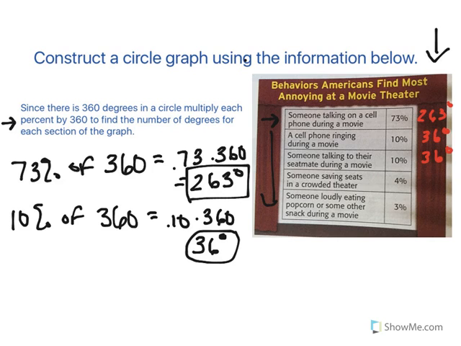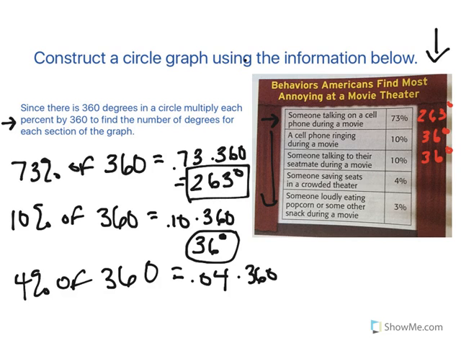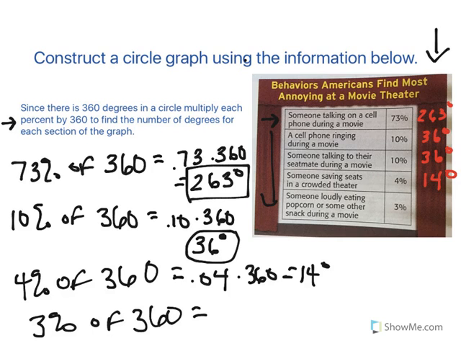So that's 36 degrees. Now we're back to 4% of 360. Type in 0.04, not 0.4. There's a big difference. 0.04 times 360, and you get 14 degrees, so I'll put 14 here. The last one is 3% of 360. Again, put 0.03, not 0.3. Finally I get 11 degrees. So 11 here.